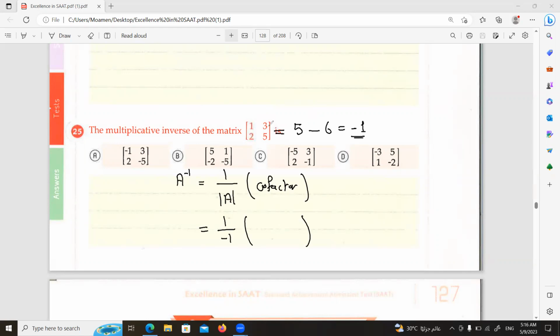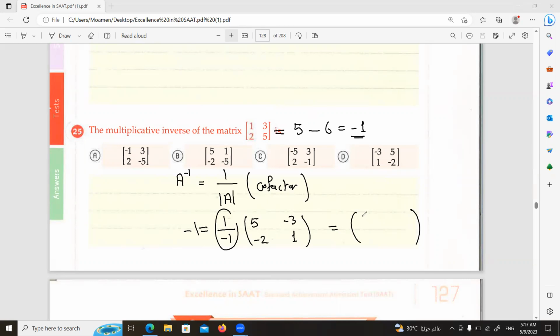الكو فاكتور يا جماعه يعني خد الأصلي ده، بدل الـ main diagonal يبقى أنا هعمل exchange للـ main diagonal، هجيب الـ 5 هنا والـ 1 هنا، والـ other diagonal غير الساين بتاعته، يعني هتبقى negative 3 والـ negative 2. وبعدين أعمل تايمز 1 over negative 1، دي معناها negative 1 يا جماعه. يبقى هعمل تايمز negative 1، يعني هغير كل الساين اللي موجود عندي.